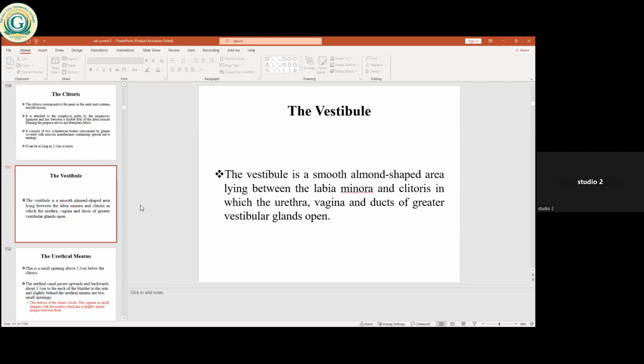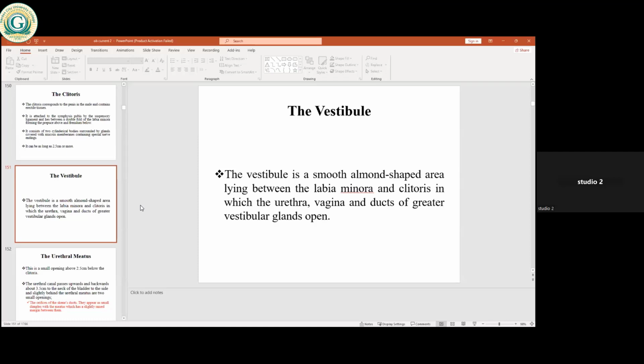These holes are very important in obstetrics. When a woman has urine in the bladder, she is normally catheterized. When you go to the almond-shaped area, you see a hole at the top. For you to be very sure it is the urethra, before you put the catheter, you go up and see the clitoris. Just after the clitoris, you come down, then you see that hole. After this, you see another hole, which is the vaginal hole.